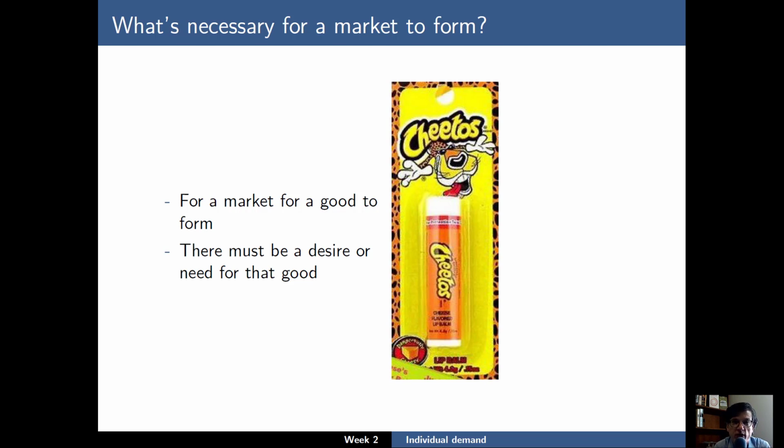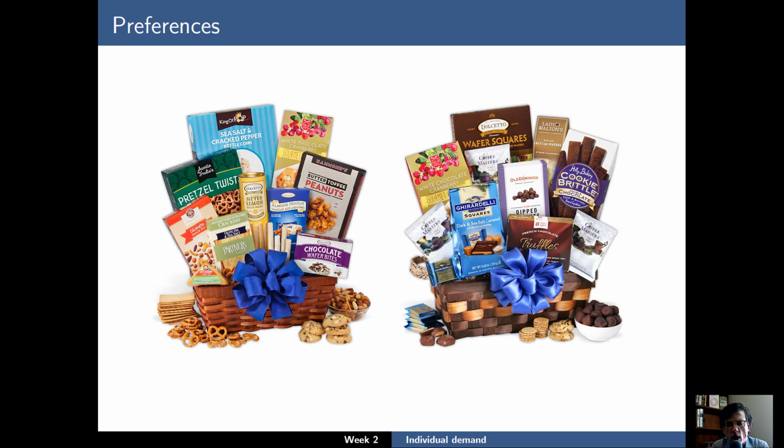So there was really no one who wanted this product, and it did not sell a lot of units. There was really no market for Cheetos lip balm. I guess that's probably a good thing. So I'm saying this to make sure you understand that for a market to form, there has to be some sort of demand. In our class, we're always going to assume that there's someone out there that wants a good. Now, why do they want this good?